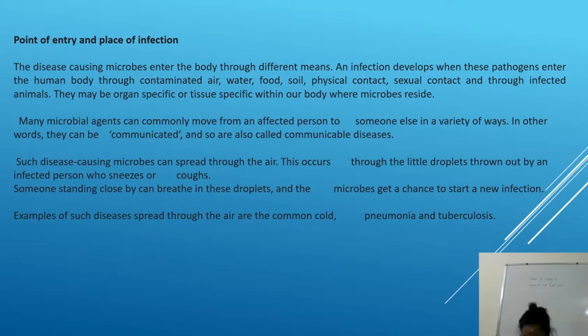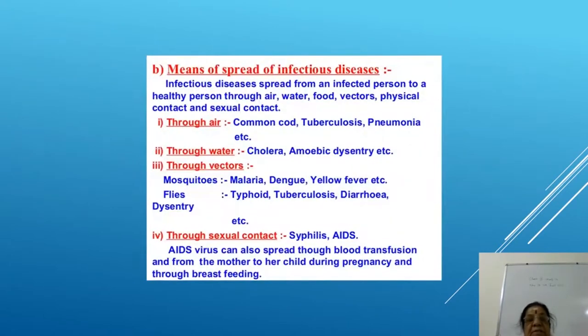Then the next one, means of spread of infectious diseases. We just saw, for example, through air. Infectious diseases spread from an infected person to a healthy person through air, water, food, vector, physical contact, and sexual contact.